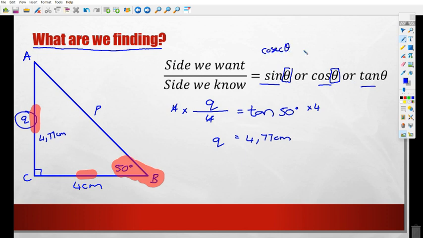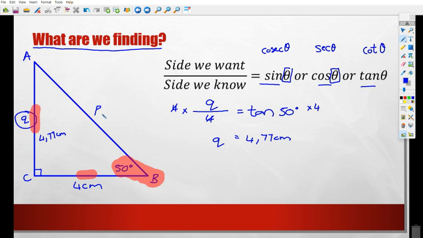Cosec of theta. What's the reciprocal of cos? Sec of theta. And what is the reciprocal of tan? Cot of theta. If you don't know what these reciprocals are or what they mean, go watch my first video where I talk about this. That will give you a little more understanding of what cosec, sec, and cot are. It's just the reciprocal of sine, cos, and tan.